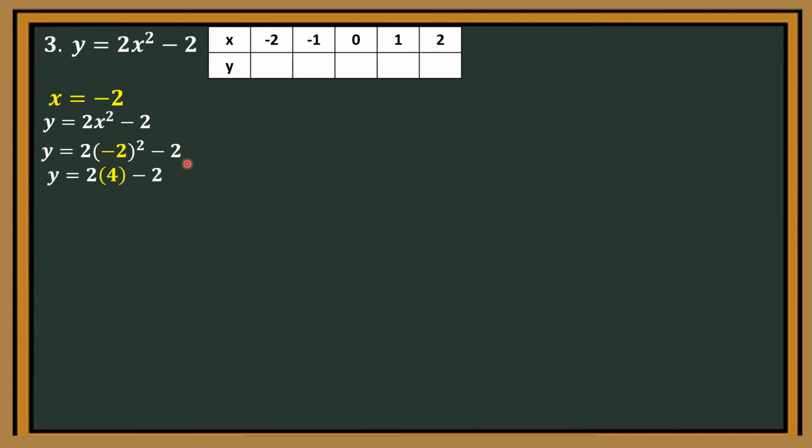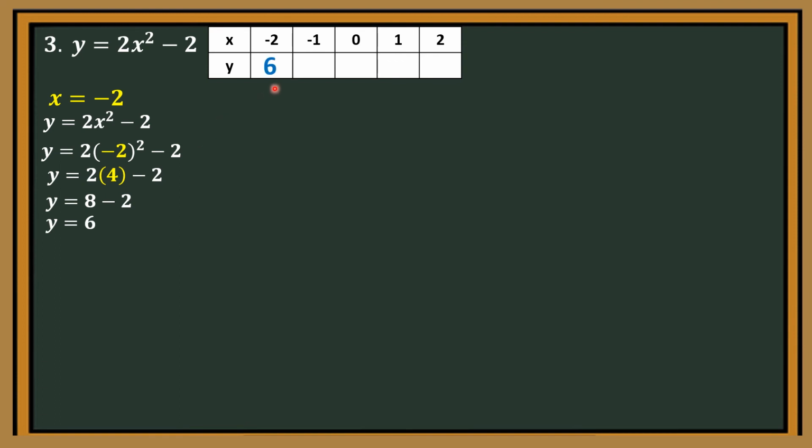And then, let us simplify. Y is equal to 2 times 4 minus 2. Saan natin nakuha yung 4? Dito, kay negative 2 squared. Kasi, this is negative 2 times negative 2. Dalawang beses. Kaya siya positive 4. Then, let us multiply this. Y is equal to 8 minus 2. Subtract. Y is equal to 6. Lagay na natin sa table.